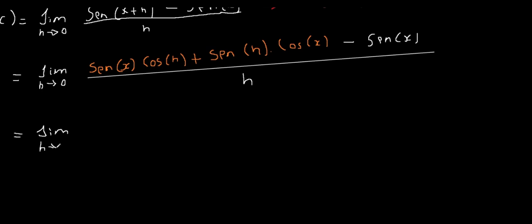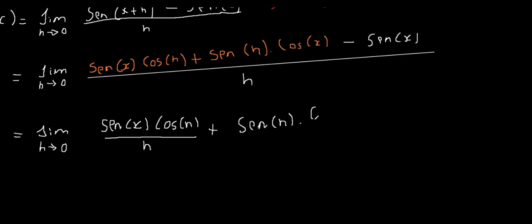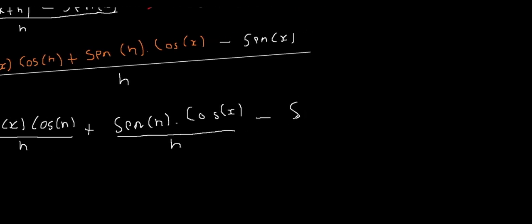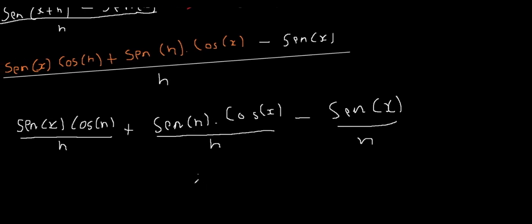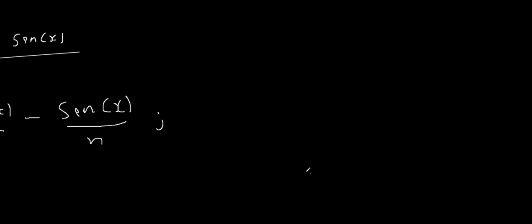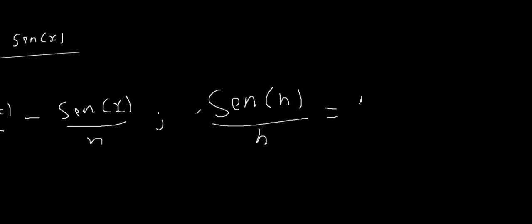As h tends to zero, sine of x times cosine of h divided by h, plus sine of h multiplied by cosine of x divided by h, less sine of x divided by h. The trick here is knowing the limit of sine of h divided by h as h tends to zero.